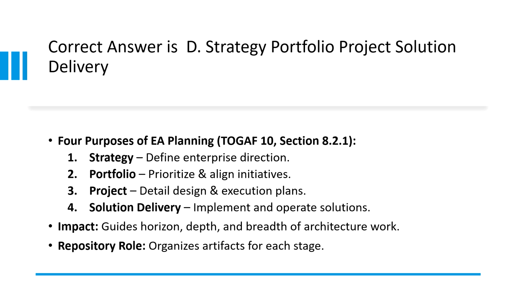Correct answer is D. TOGAF structures your architecture work around 4 purposes. Strategy, setting direction at the enterprise level. Portfolio, prioritizing and grouping initiatives. Project, defining work at a detailed, executable level. Solution delivery, making it real and operational. This framework ensures your repository captures the right content for every stage, from big picture vision down to deployed solutions.